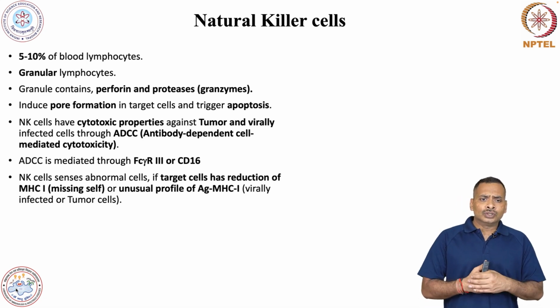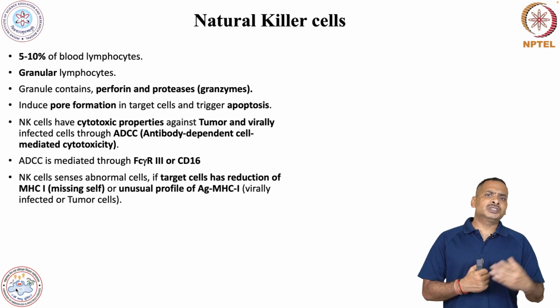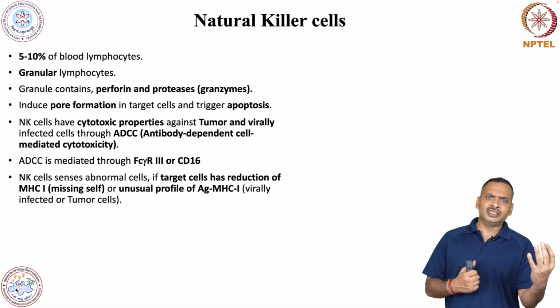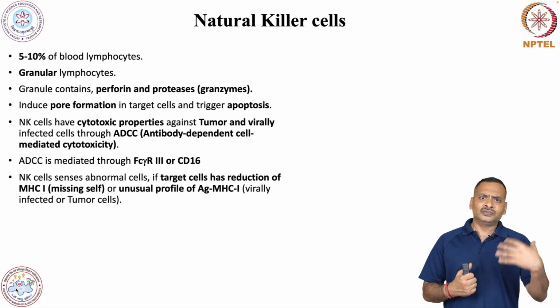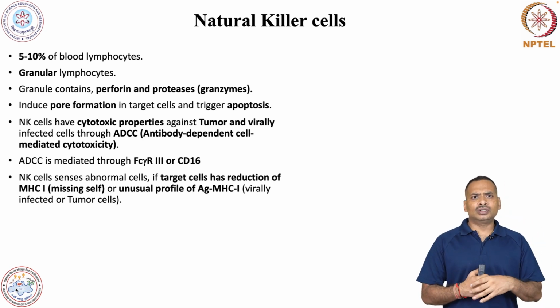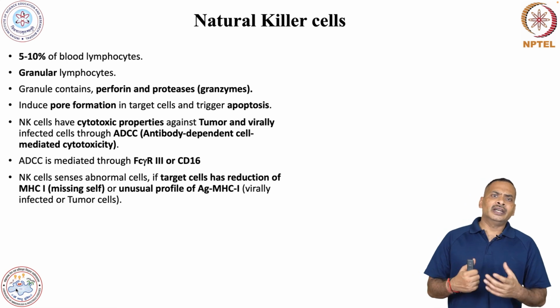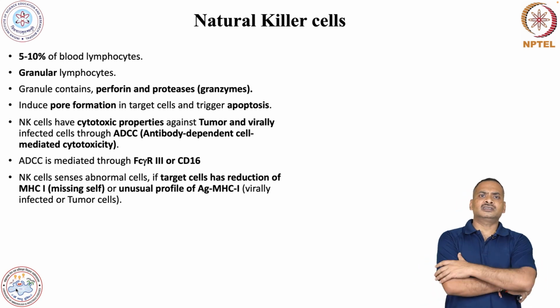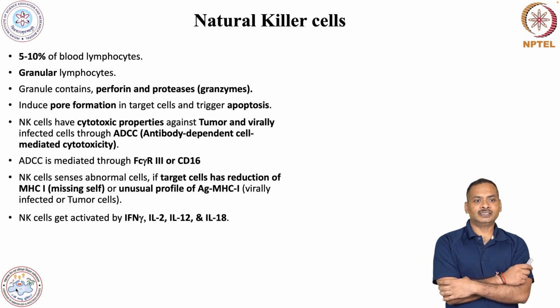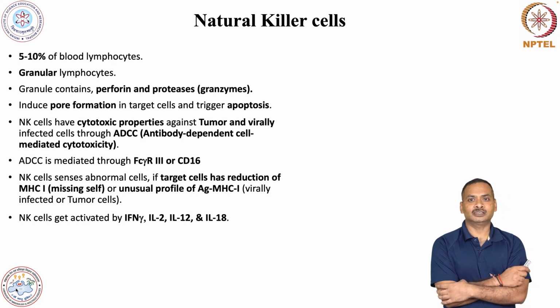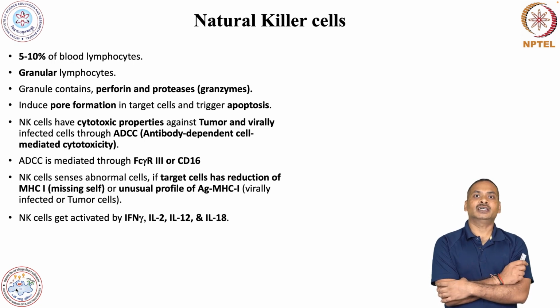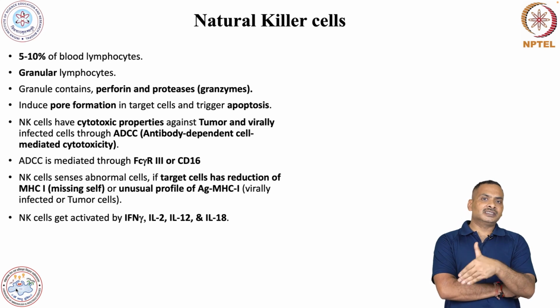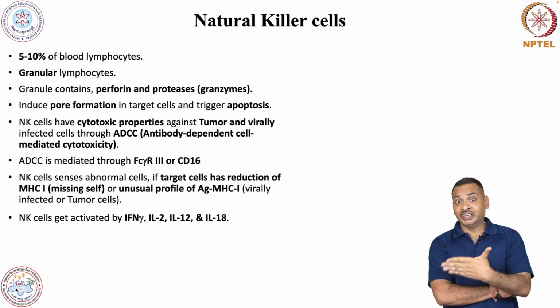Okay, so these are the features which the NK cell senses or screens, and if it finds that there is a reduction in MHC molecule or an unusual profile of antigen and MHC class 1 molecule, then it will get activated and kill the target cells. Okay. So, NK cells get activated by interferon gamma. Besides this, there are IL-2, IL-12 and IL-18. Okay. And this is a kind of signature of activated NK cells.